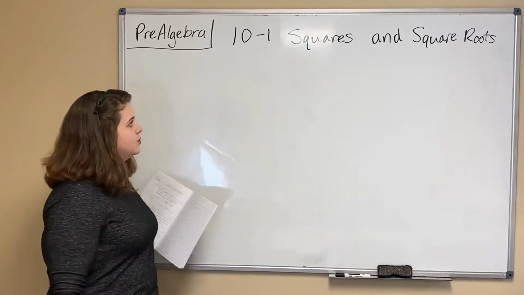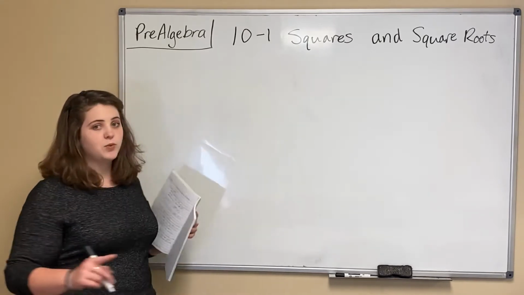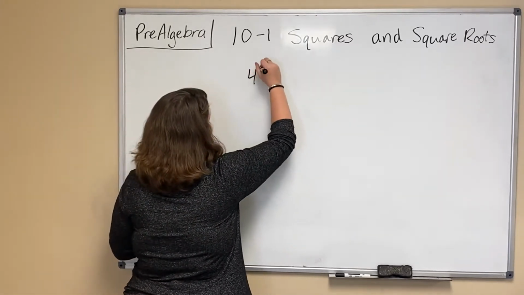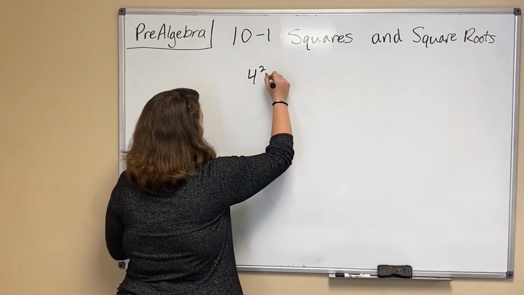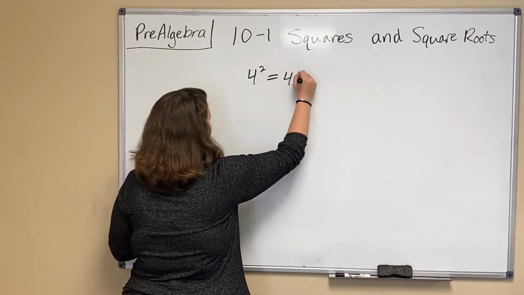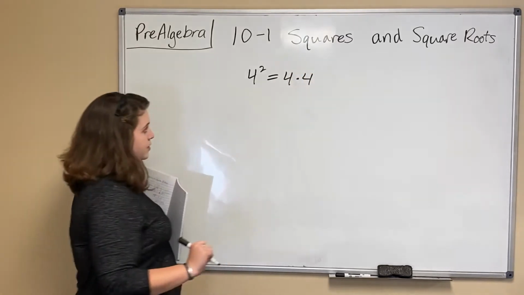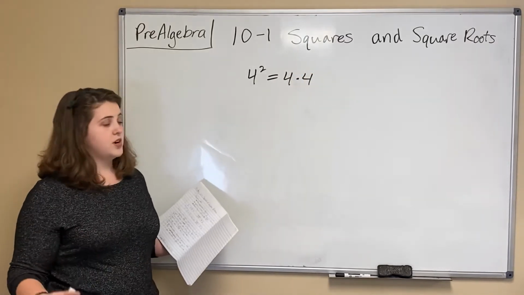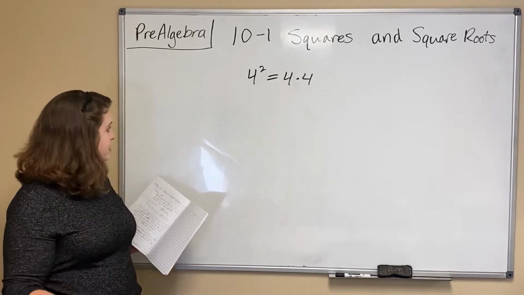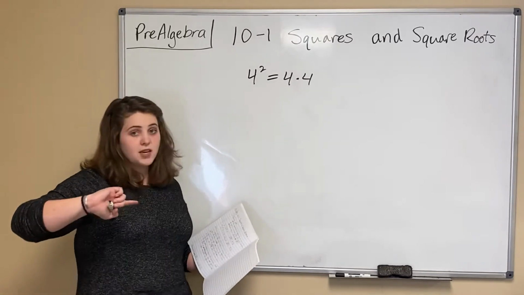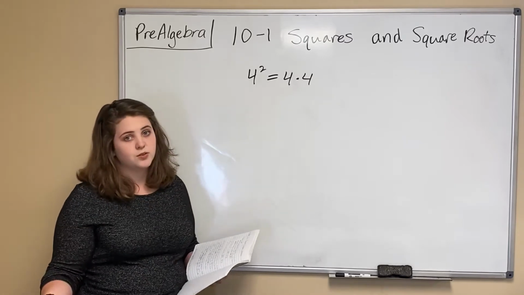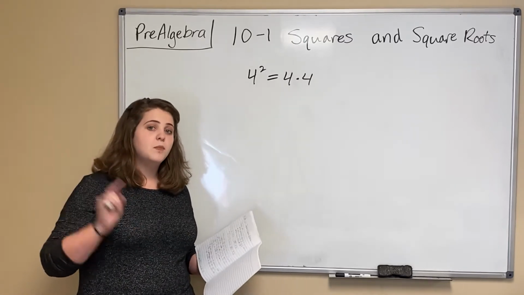Just in case you are unfamiliar, a square is when we raise something to an exponent of 2. So if I said 4 squared, that's going to be 4 to the second power, or 4 times 4. That's 4 squared. Any number times itself is a number squared. You're already really familiar with exponents from chapter 9. What we're learning today is square roots, which is basically doing the square backwards.